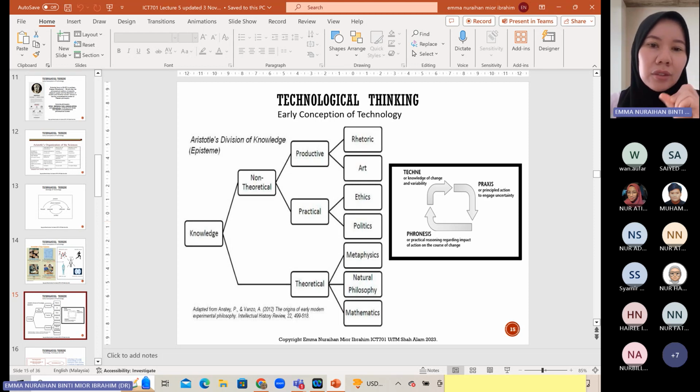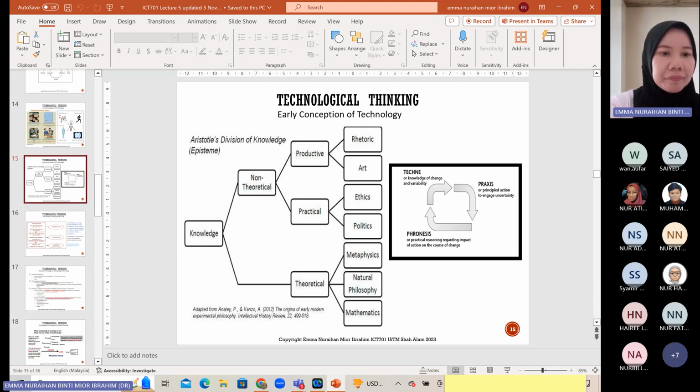So according to Aristotle, okay, knowledge ni dia ada division. Contohnya teknik tu teknik lah, okay. Phronesis, practicality. So knowledge that comes from practical. Knowledge comes from teknik you knowledge, okay. You build tools, instruments dan sebagainya. Principle action to engage, praxis. So how do you apply the knowledge, okay? Dekat konteks apa? Macam mana you apply that knowledge? How? Okay.